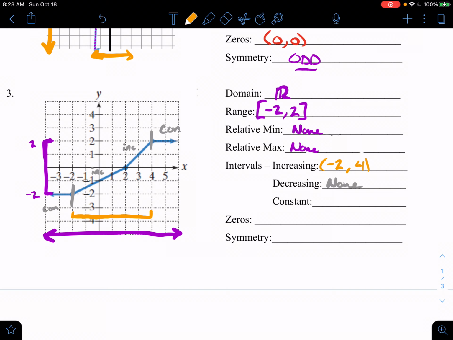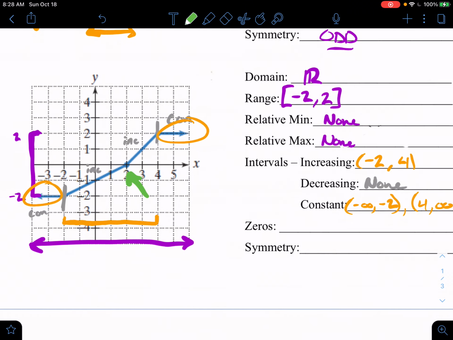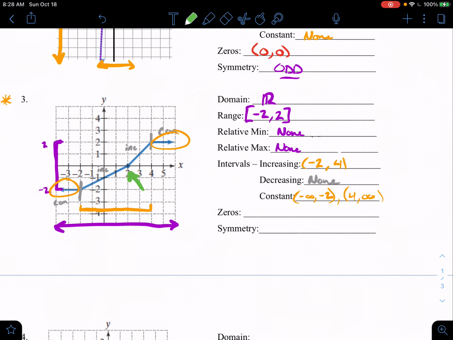And then we are constant from -infinity to -2. That's referring to this portion. And also from 4 to +infinity. And that is, of course, referring to this portion. In looking for zeros, it does appear that we have a zero that we can see right there. We did cross our x-axis, so we have a zero at (2, 0). And then as far as your symmetry goes, this one does not have any rotational symmetry, and it certainly is not symmetrical about the y-axis, so we will say this has none.